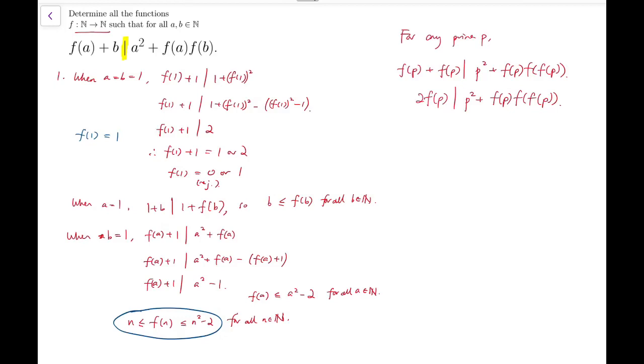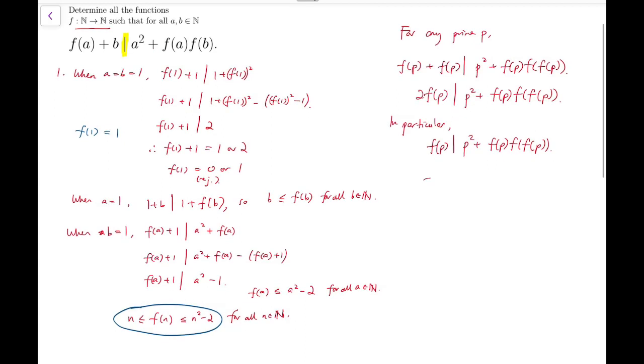Most people would believe that the larger the divisor, the more complicated the divisor is, the more we can simplify, the more we can reduce the dividend. But on some occasions, on the other hand, the simpler the divisor is, the more flexible the expressions we can bring in to simplify the dividend. So in this case, in particular, I'm going to remove the 2. f(p) divides p squared plus f(p) times f(p).